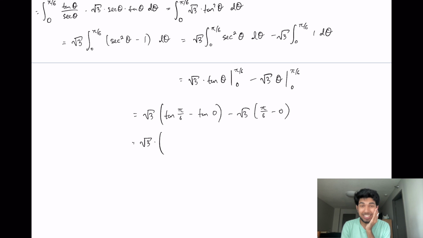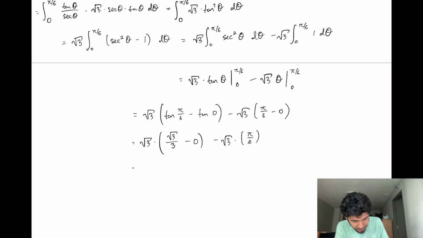So that's equal to sine of pi over 6 over cosine of pi over 6. Sine of pi over 6 is equal to 1/2, and then cosine of pi over 6 is equal to square root of 3 over 2. So this is 1/2 divided by the square root of 3 over 2, which is equal to 1 over the square root of 3, but if you like to make your denominators nice, that's just equal to the square root of 3 over 3. Tangent of 0 is sine of 0 over cosine of 0. Sine of 0 is 0, so that's equal to 0. Minus the square root of 3 times pi over 6.